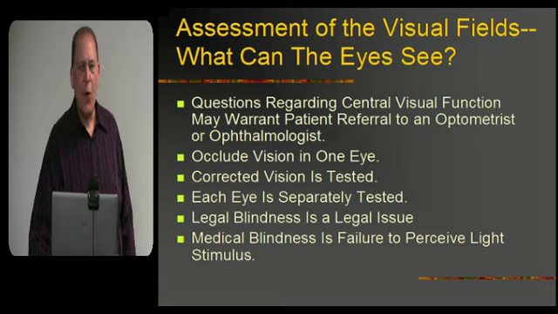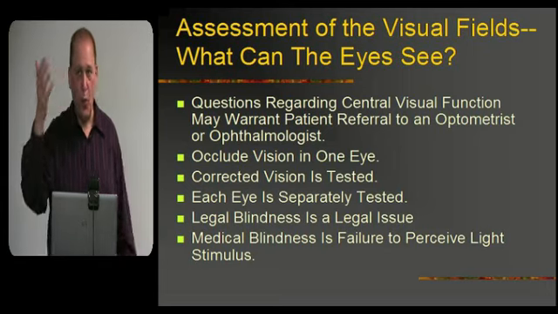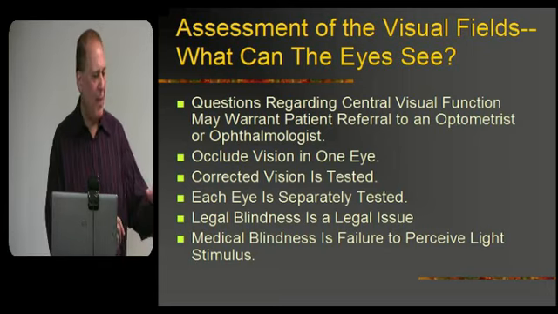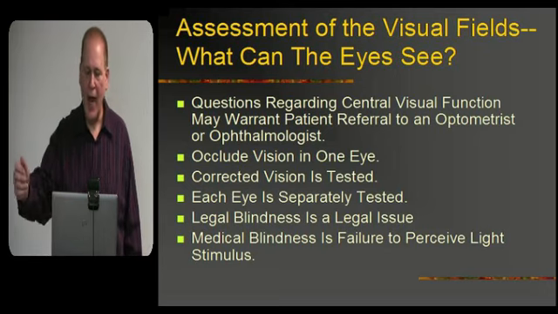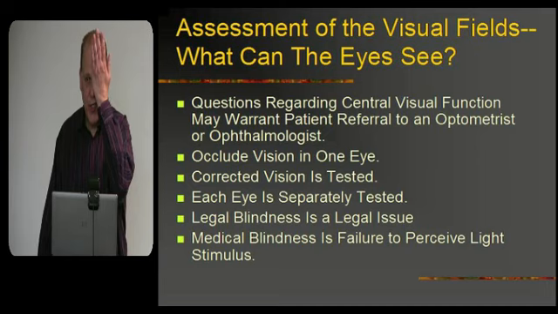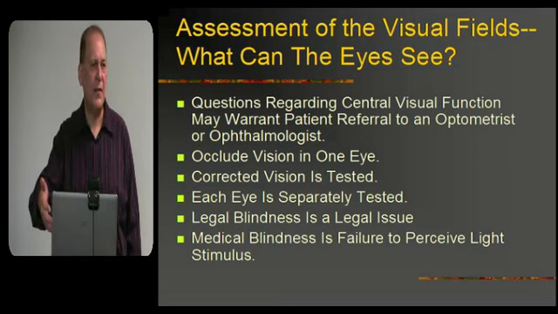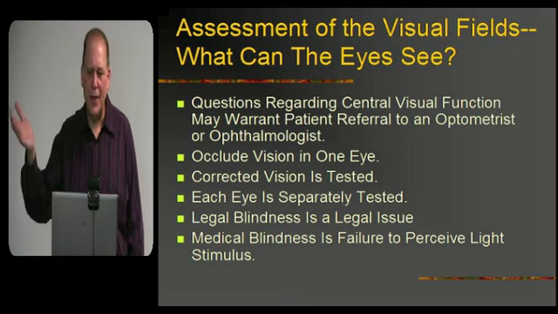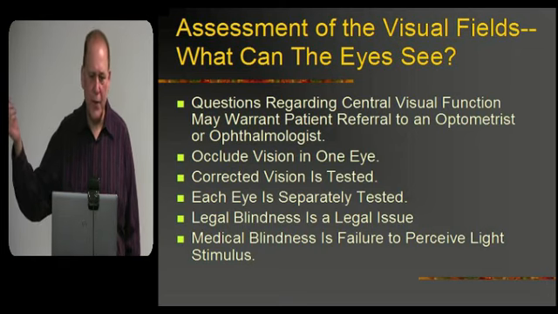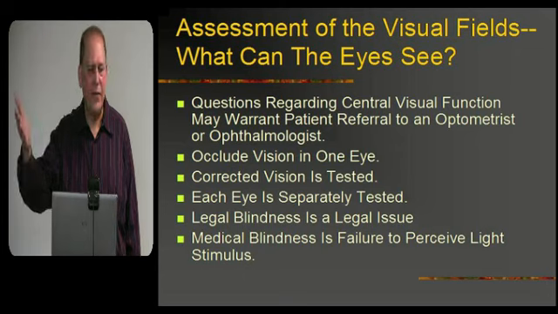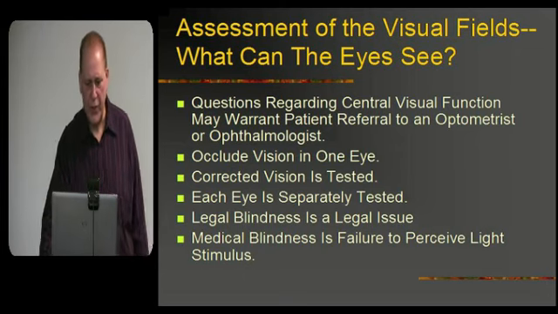By the way, you don't have to use 20 feet, you don't have to have some giant office. They make these little cards that are exactly 1/4 the size, so you just hold them at 5 feet. And again, you always occlude the vision of the other eye, and you also allow the patient to wear their corrective lenses. You're not going to go in the back room and grind them new lenses, so you want to test their corrected vision, not their uncorrected vision.